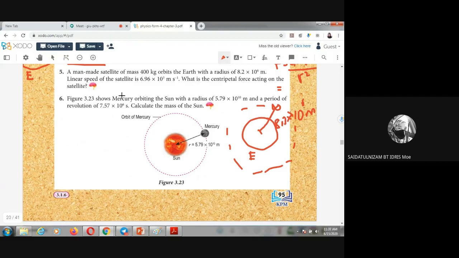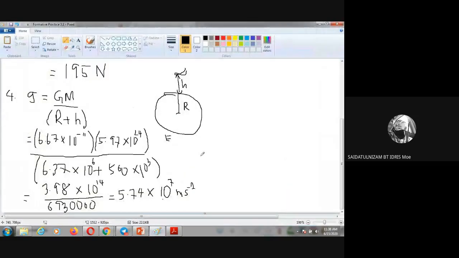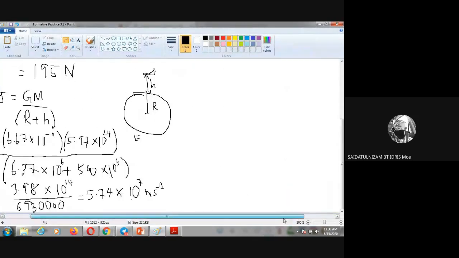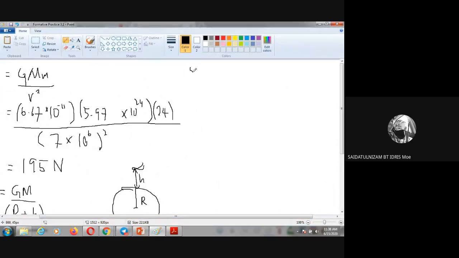Okay. Linear speed of the satellite is 6.96 times 10 power of 3 meter per second. Linear speed dia untuk satellite ni, V dia adalah 6.96. Okay, what is the centripetal force? Centripetal force F equal to mv square over r, on the satellite. Okay, jadi kita dapatkan solution dia, nombor 5.